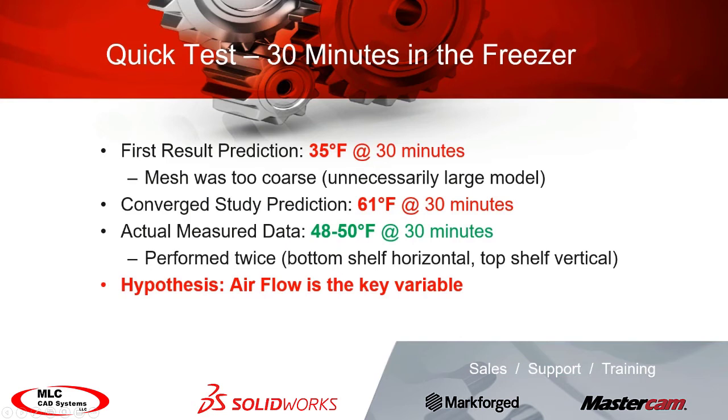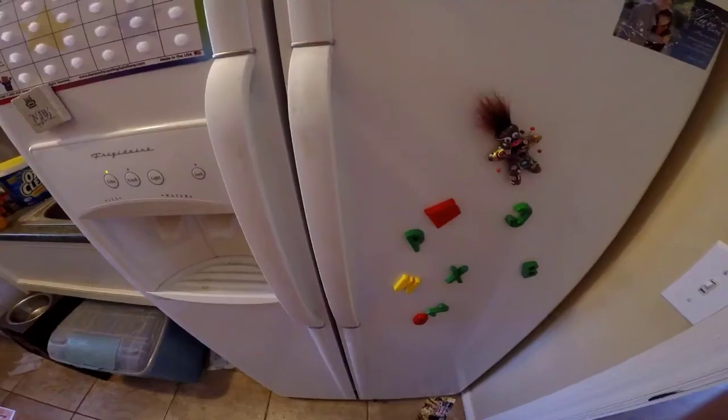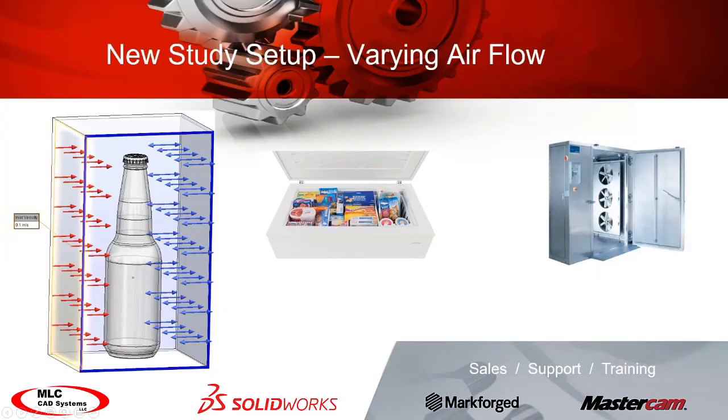But something occurred to me. What about the airflow? Depending on where I put the bottle, it might be surrounded by boxed frozen dinners, or it might be on an empty open shelf. And in the example that I created earlier, everything was nice and wide open, and then in this smaller study, I had it in this nice tight box. So this is where I thought, okay, you know what I'm going to do?